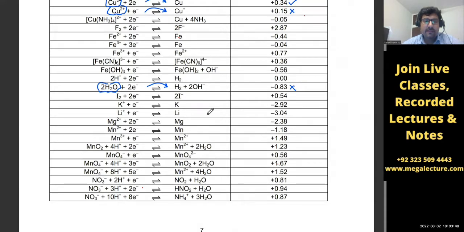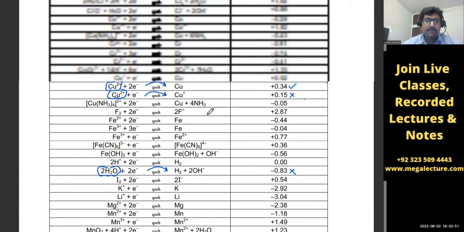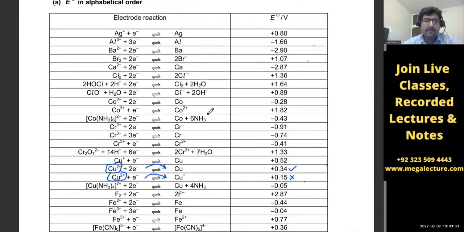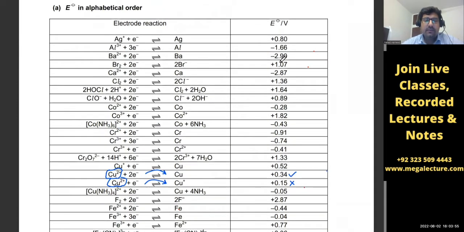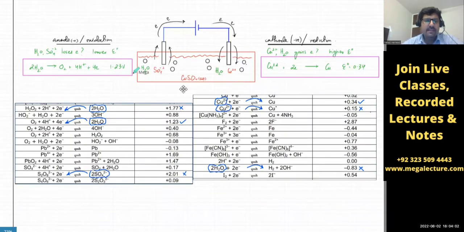Or there could be some other negative ion too. Let's say you've got Br minus 1. Even Br minus 1 has a lower potential as well. So Br minus 1, bromine will get discharged. So the point is that your point is correct, this 1.77 is probably not going to be used ever.